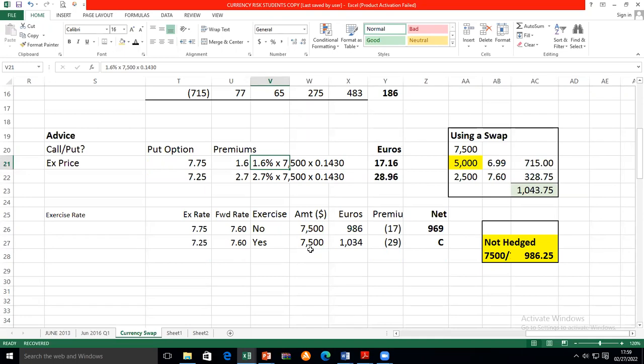Where is our spot rate? So you pick your spot rate. So you say, okay, fine. Our premium would be 1.6 multiplied by 7.5. When you multiply like this, what you're going to get, these are dollars. To convert to euro, you multiply by this euro price.